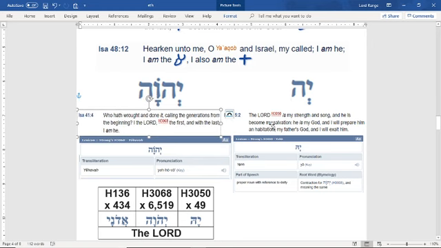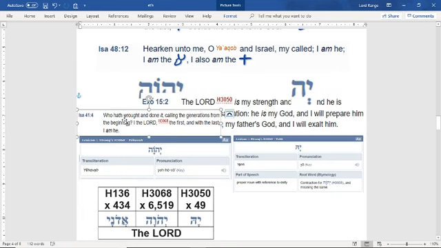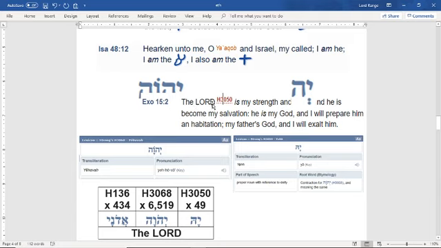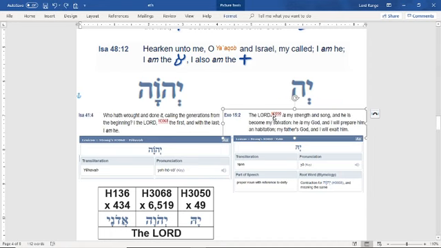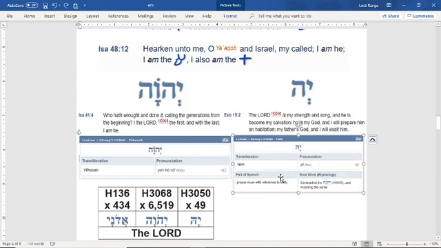And then when you go to Exodus 15:2, you have the same the Lord, but it comes from a different Hebrew reference number, which is Hebrew reference number 3050. And then when you click on the Hebrew reference number 3050, you get Yah. But when you click on the Hebrew reference number 3068, you get Yehovah. And I'll pull this up really quick just so you can see. That's H3050, and is Yah. And this is where people get the name Yah from. It is short for Yehovah.